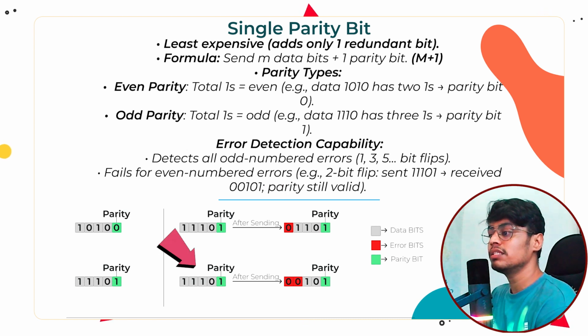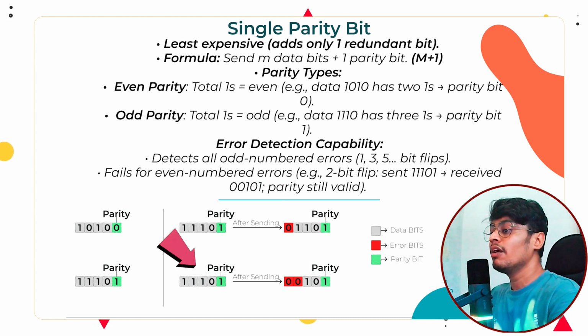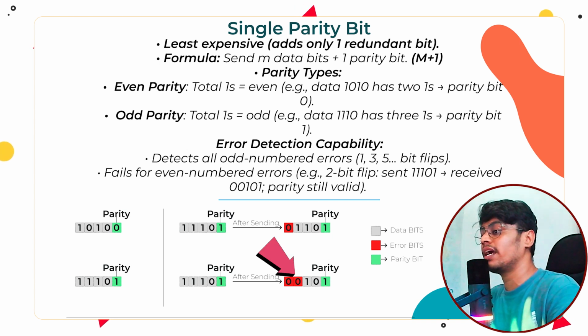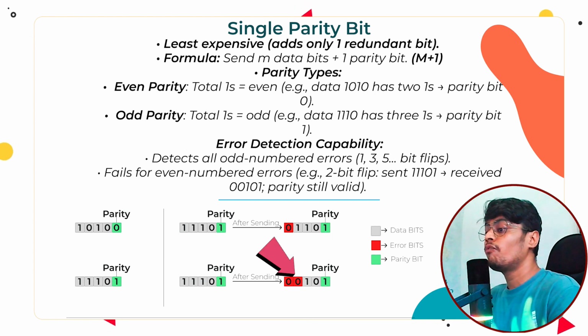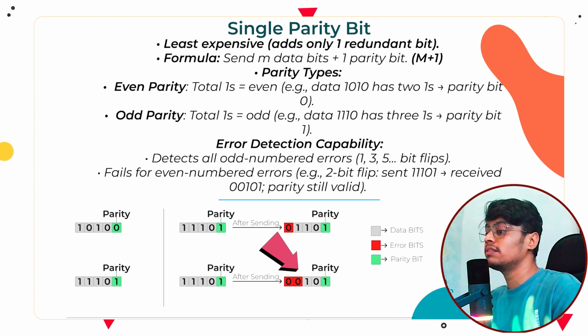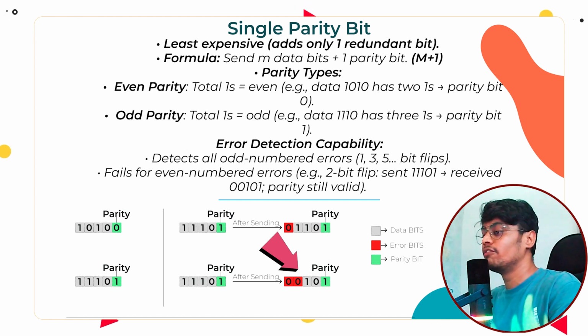Along with this, if we change a double bit, let's say I send the data 11101 and it reaches the receiver as 00101, meaning the first 2 bits were changed. You can change any 2 bits. Here the last bit is the parity, so it first checks the data 0010. How many ones are there? There is a single one, so what should the parity be? 1. And look, the parity is 1.